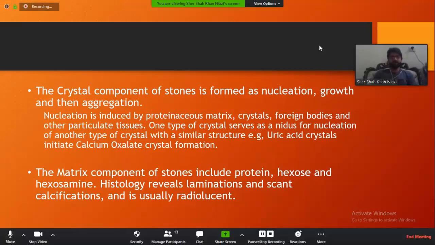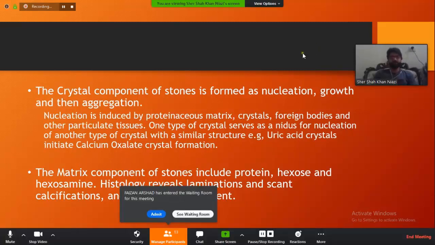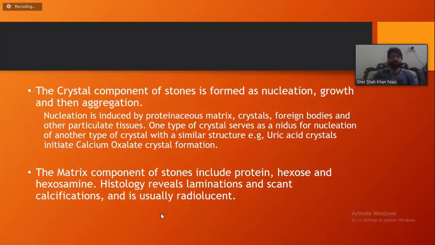Now, the other component of the stone is the matrix component, which includes proteins, exons, and exosomes. The histology of which reveals lamination and scant calcifications and viscosity.